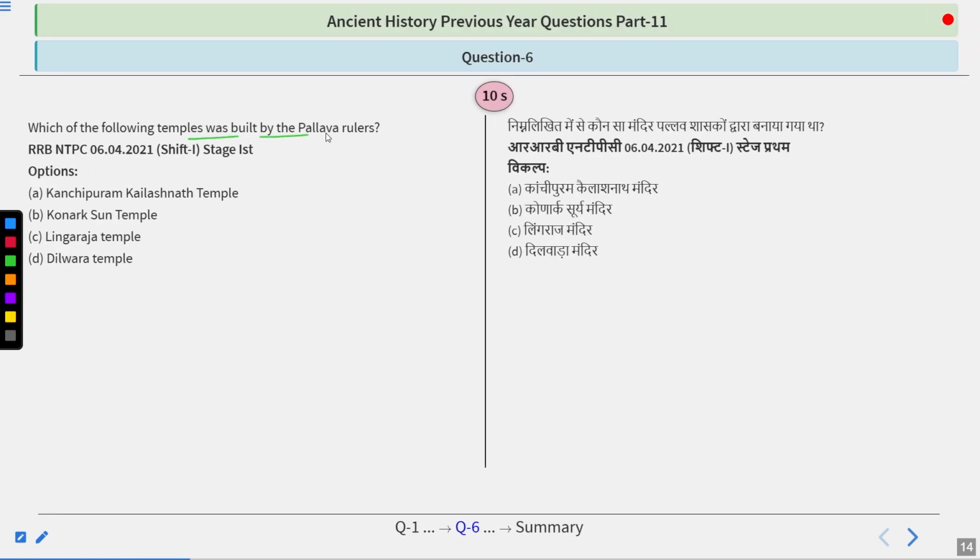Which of the following temples was built by Pallava rulers? Options are Kanchipuram Kailashnath Temple, Konark Sun Temple, Lingaraj Temple, Dilwara Temple. So take your time and answer this question, guys. And I hope you got the right answer.